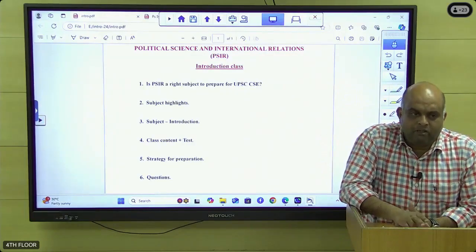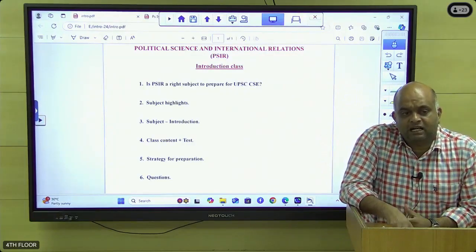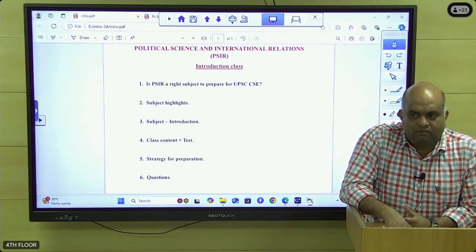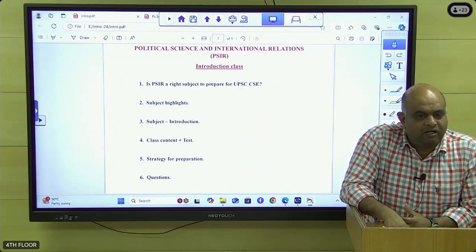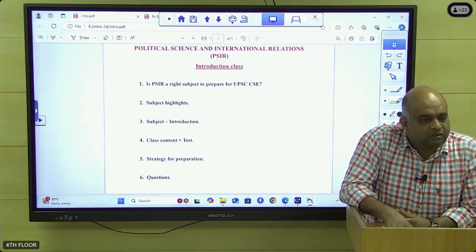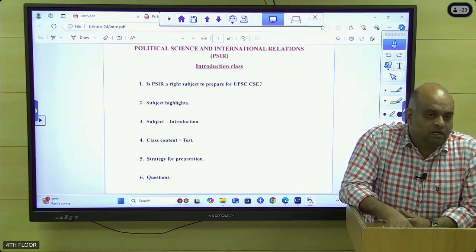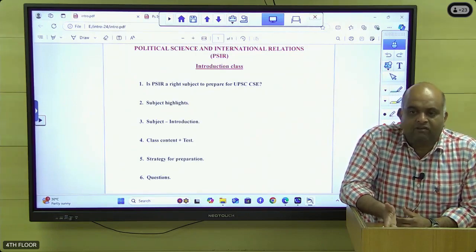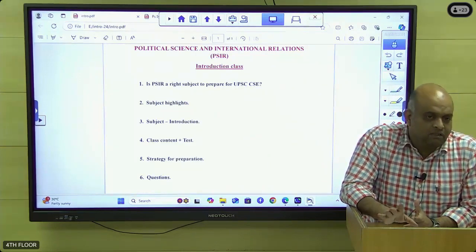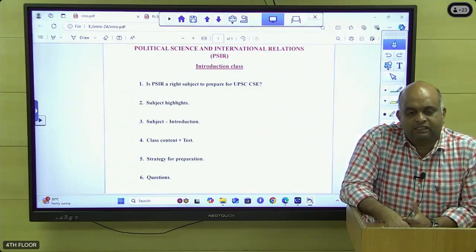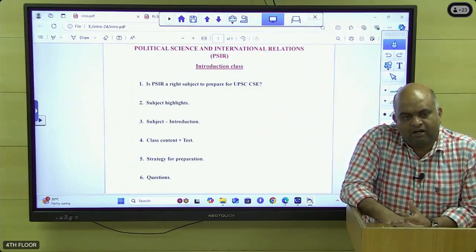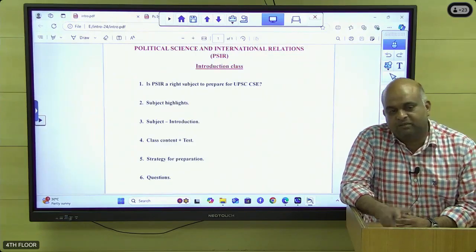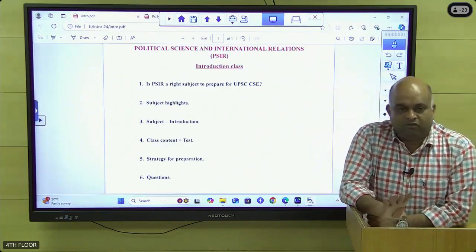In paper 2, section A, we have the international relation theory part. The first 4 or 5 chapters will be comparative politics, and the remaining chapters are international politics. Then in paper 2, section B, we have India and the world, the bilateral relations, including all the international organizations. The entire foreign affairs, India's foreign policy, we'll be having in paper 2, section B. So these are all the 4 divisions.